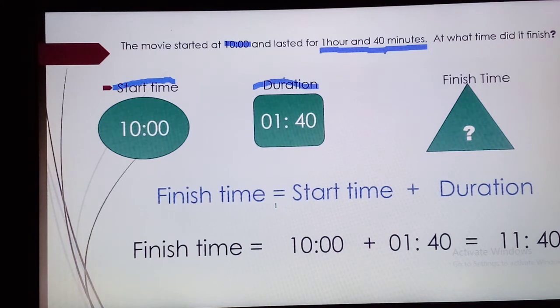So finish time is a later time. To find a later time, we should add the start time and the duration. So now the start time is 10, duration is 140. When we add them together, the answer is 1140.